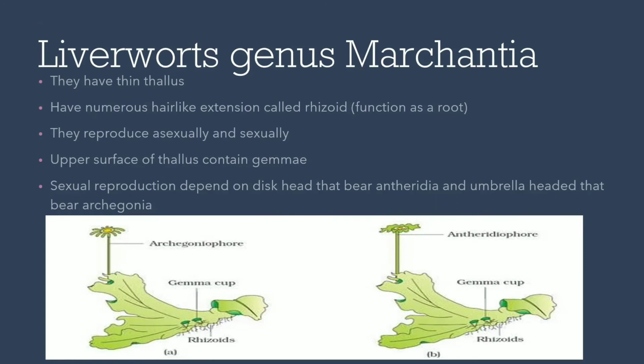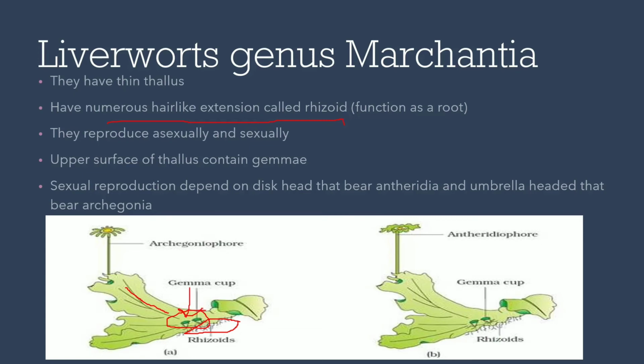I'll be talking about liverworts that come from the genus Marchantia. They have a thin thallus and have numerous hair-like extensions called rhizoids. They function as roots for the thallus. The upper surface of the thallus contains gemma cups. In the gemma cup there are gemmae.